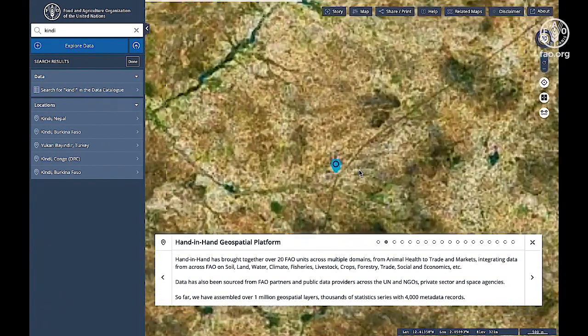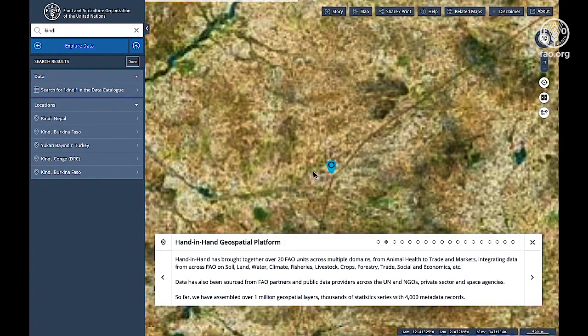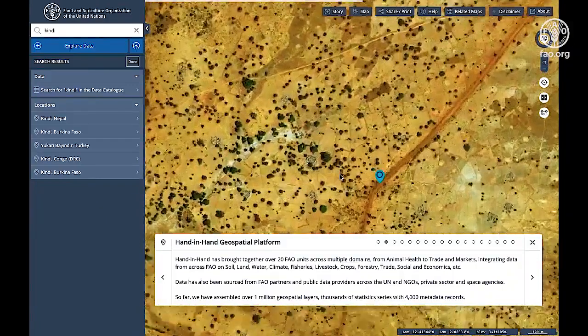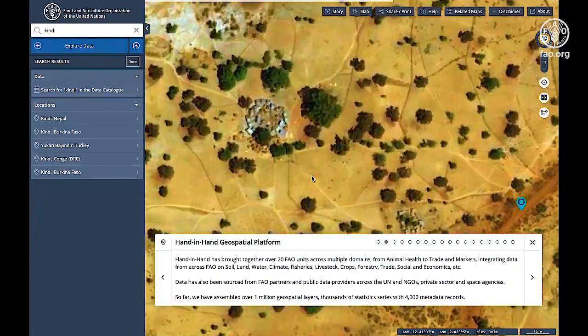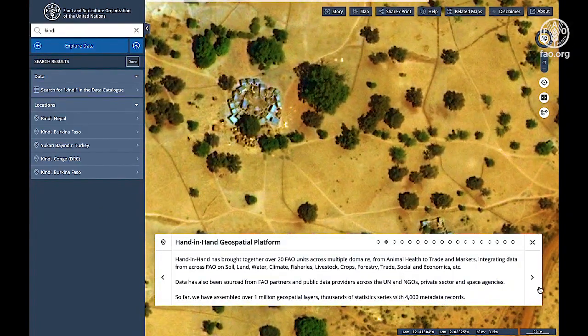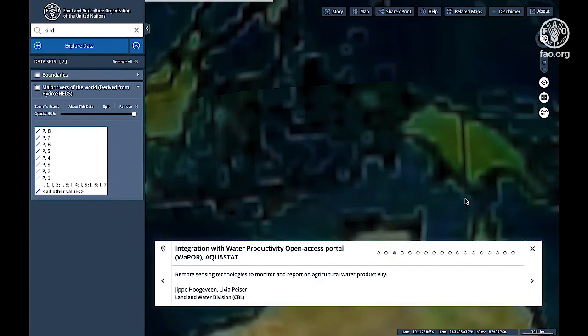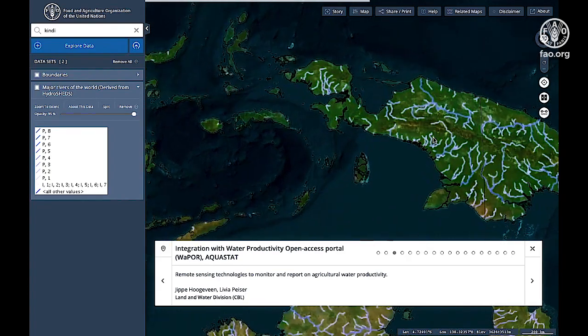Hand in Hand has brought together FAO experts from across multiple domains, from animal health to trade and markets, resulting in a collaboration of over 20 units. The data has been sourced not only from inside FAO, but also from our partners, as well as public data providers from across the UN, NGOs, private sector, and space agencies. So far, we've assembled over a million geospatial layers and thousands of statistic series with 4,000 metadata records.